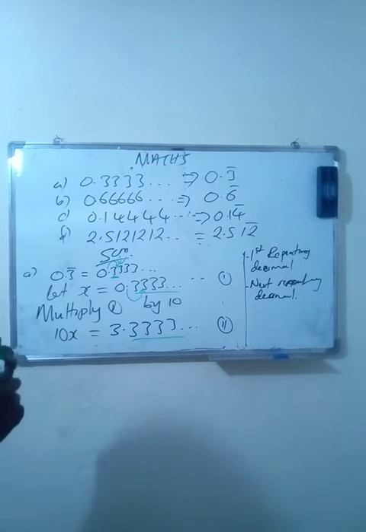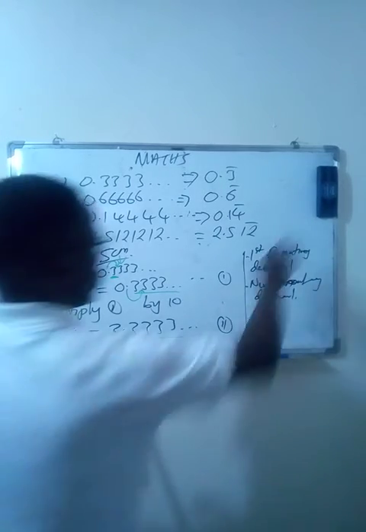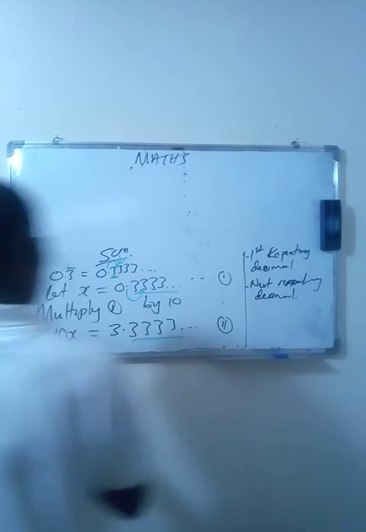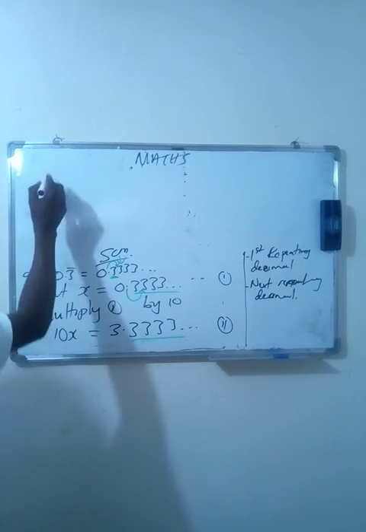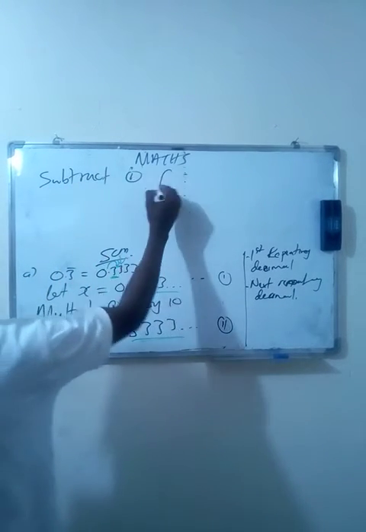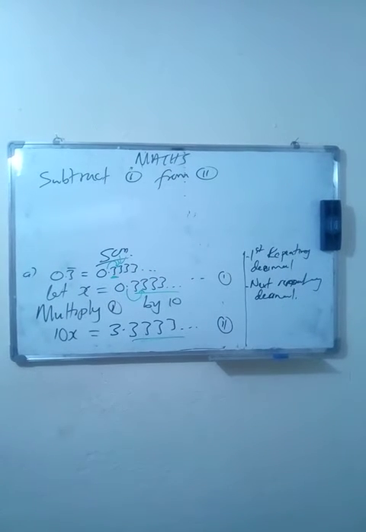Okay, because once you subtract, what you're going to have on the left hand side is going to be a 0. So let's go ahead and subtract equation 1 from equation 2. All right, subtract equation 1 from equation 2. What are we going to have?